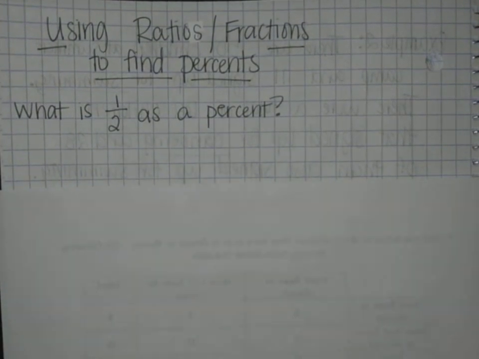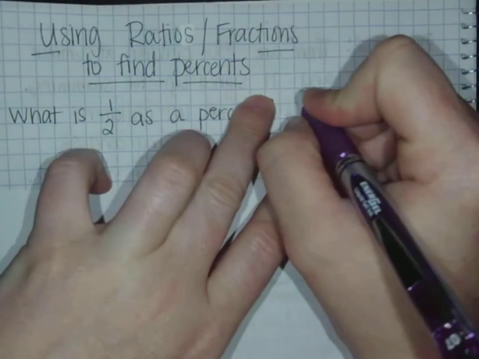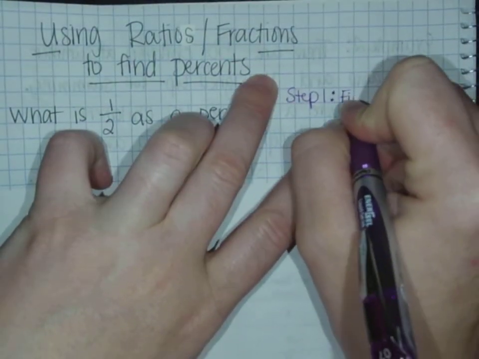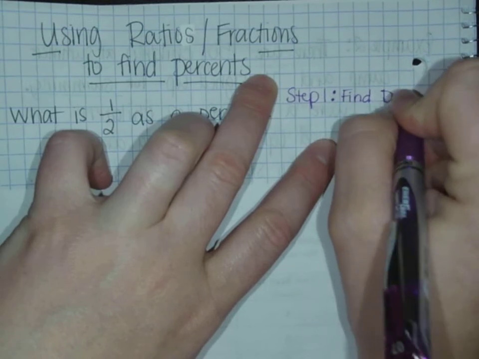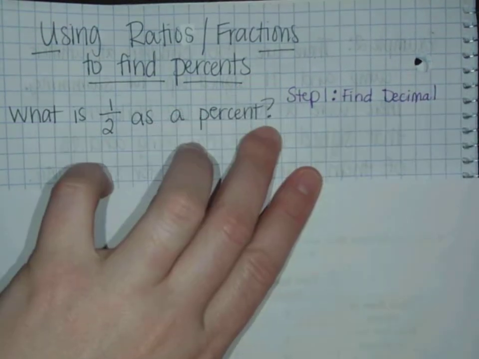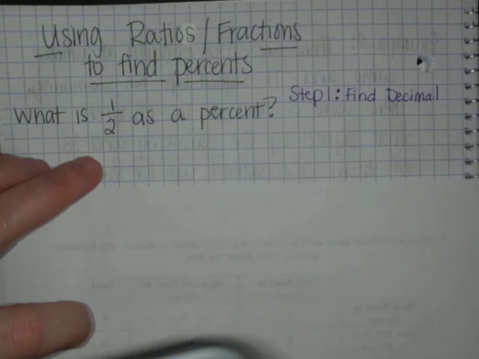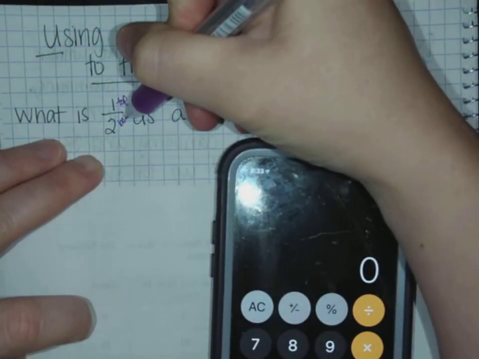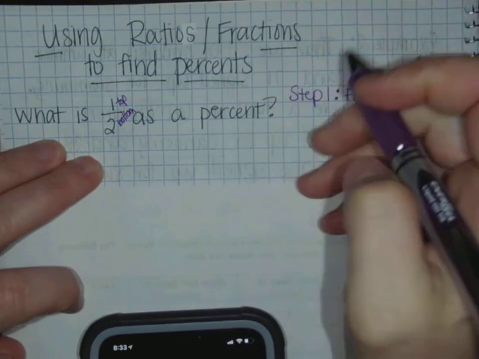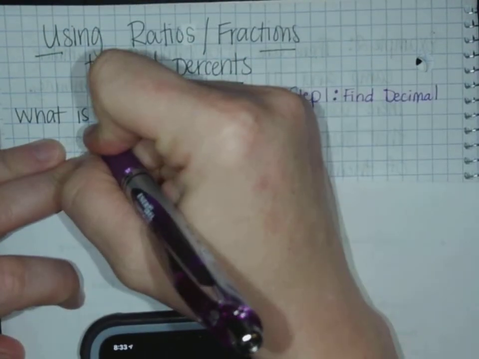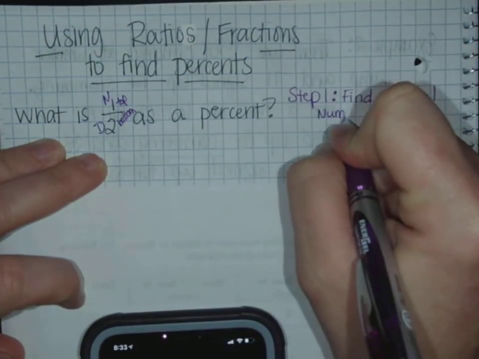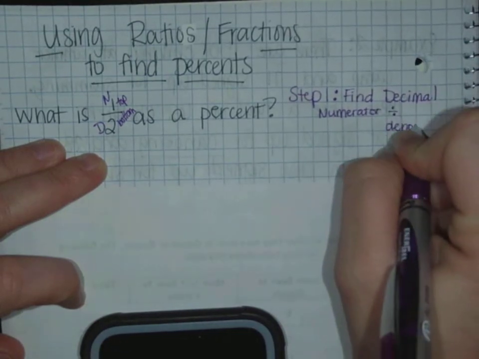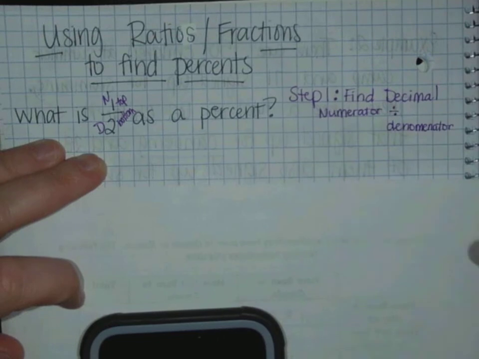So first thing you always need to do, so step one, find the decimal. So step one, I'm going to find the decimal. So you are always going to take the top divided by the bottom. And I'm going to put an N and a D. So numerator divided by denominator. I'm running out of room.